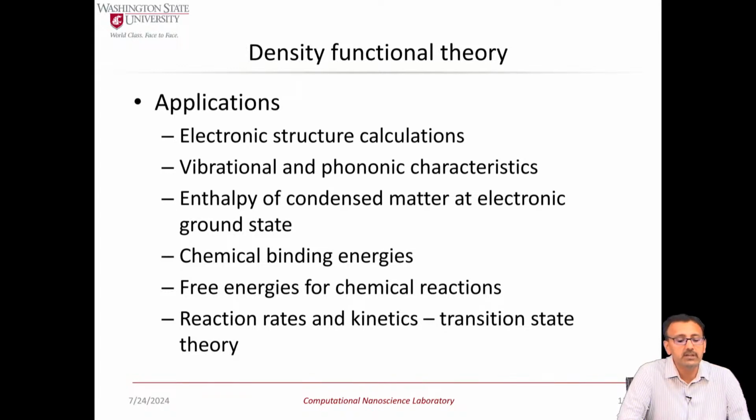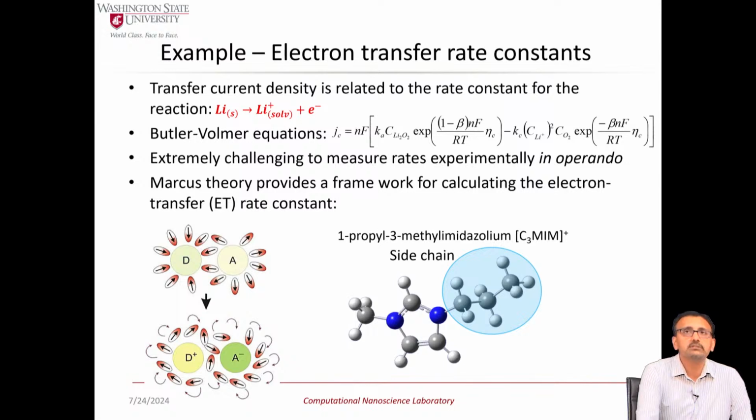You can look at free energies for chemical reactions, like Gibbs free energy. You can calculate Gibbs free energy for interfacial processes or surface phenomena. And you can get into reaction rates and kinetics, which I'll present a little bit as an example very soon, which typically uses transition state theory to model reaction rates. You can model reaction rate constants through density functional theory. So with all of that, let's look at some examples.